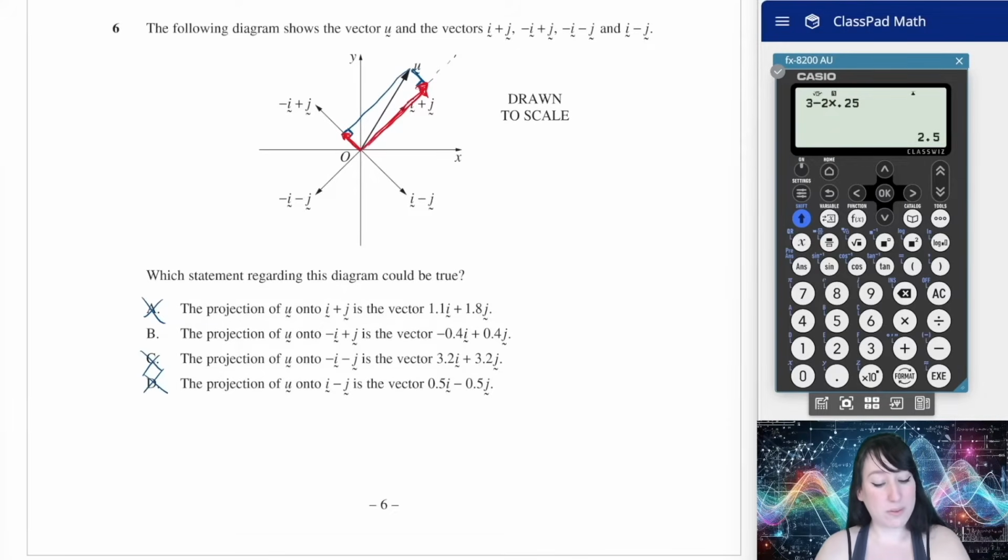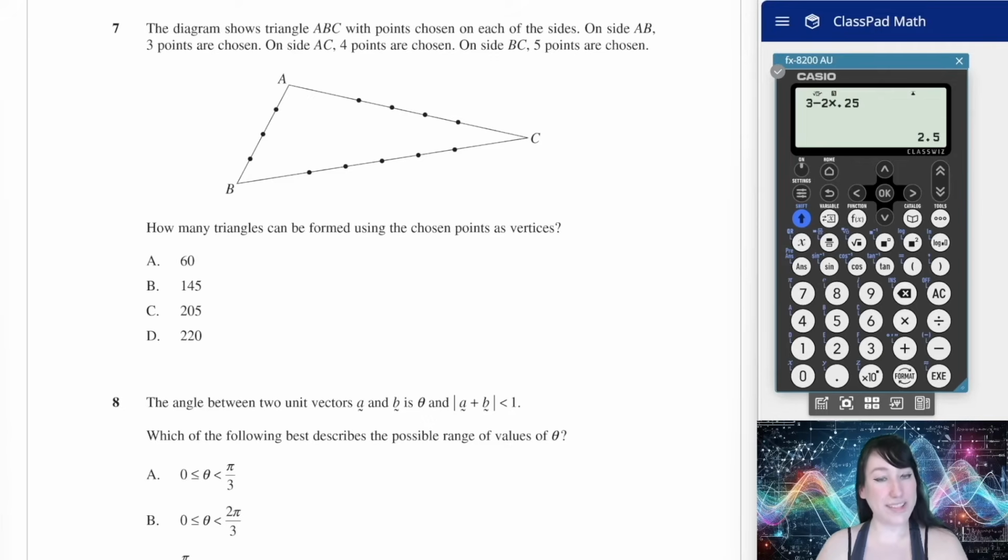That confirms what we thought, that the correct answer is option B. Question 7. The diagram shows triangle ABC, with points chosen on each of the sides.